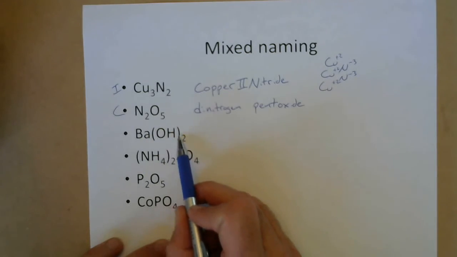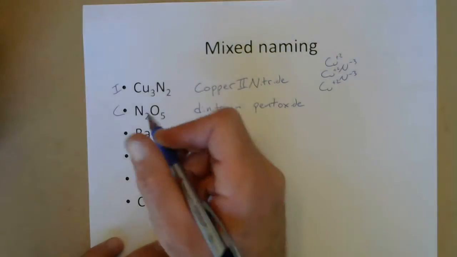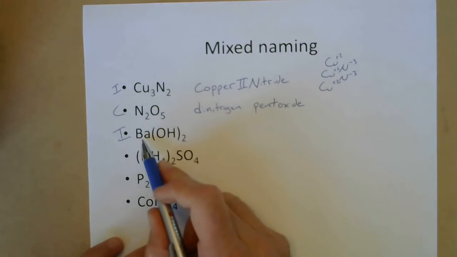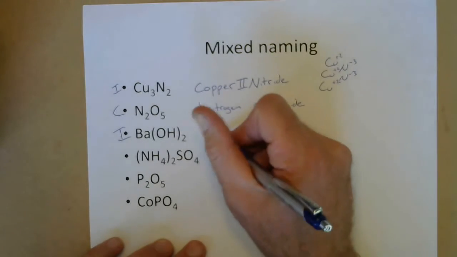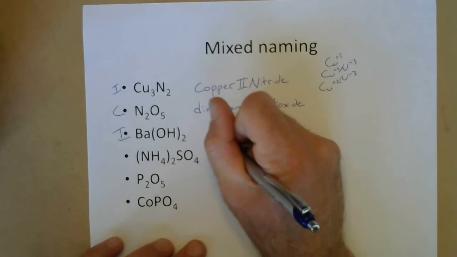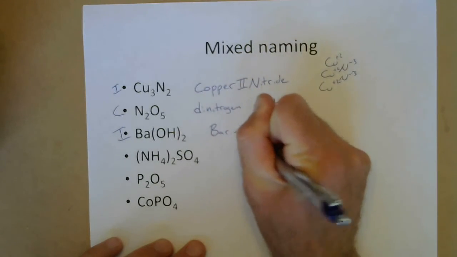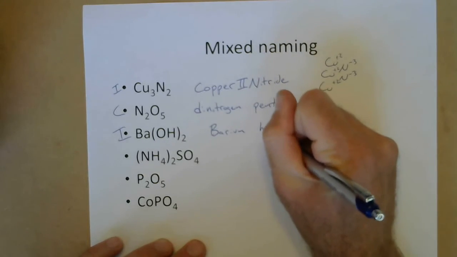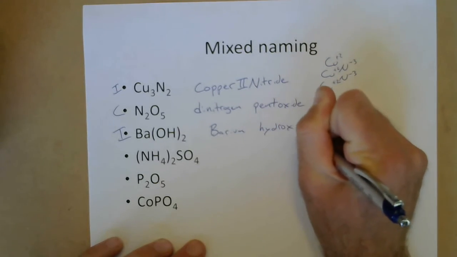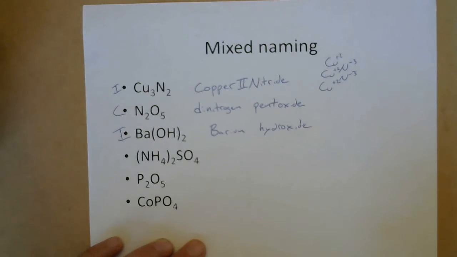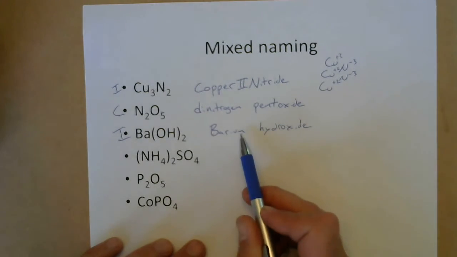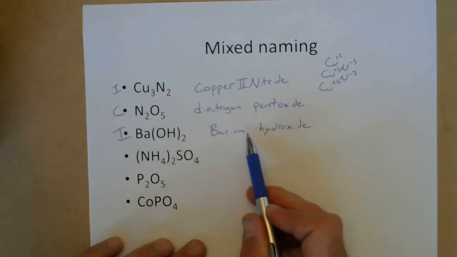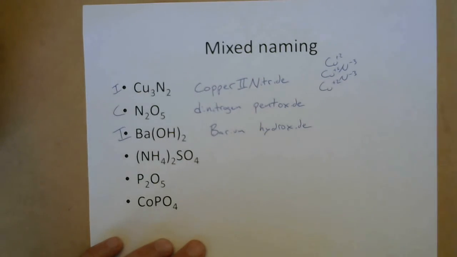Barium and hydroxide. So this is an ionic compound. Okay, we have barium, which is a metal, so we know it's ionic. No prefixes. This will just be called barium. And then hydroxide. Barium does not need a Roman numeral because barium is not a transition metal. It always has the same charge.